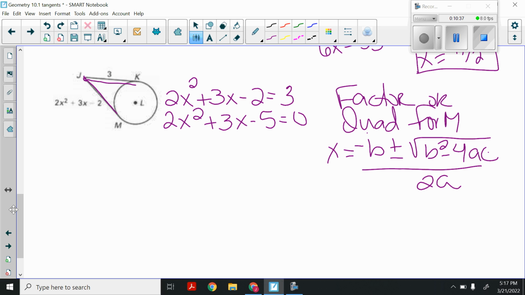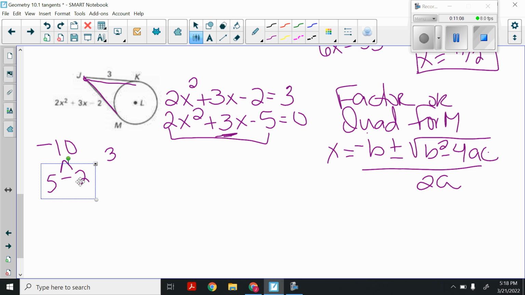So remember, if I'm going to factor something, I take this number and I multiply it by that number. So 2 times negative 5 is negative 10. I'm looking for what two numbers I can multiply together to get negative 10, but add to get me the middle number, so add to get a 3. Well, what can I multiply together to get negative 10? 5 times 2 gets me 10. I need a positive 3, so that means a positive 5 and a negative 2. 5 times negative 2 is negative 10. 5 plus negative 2 is positive 3.